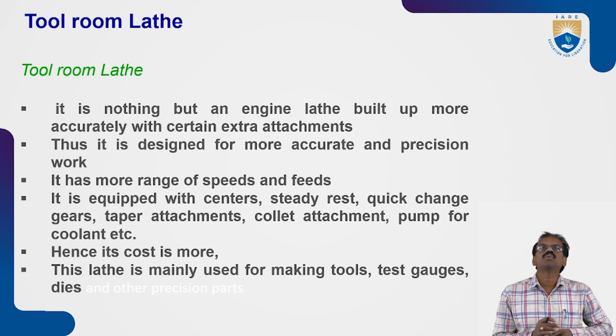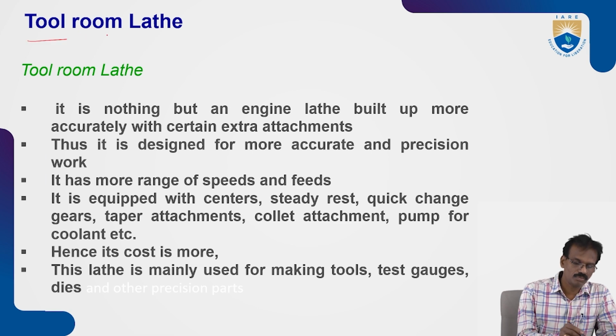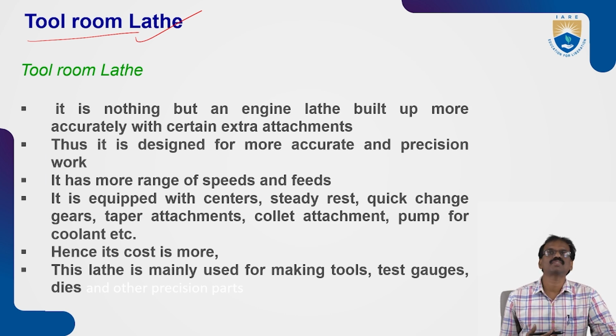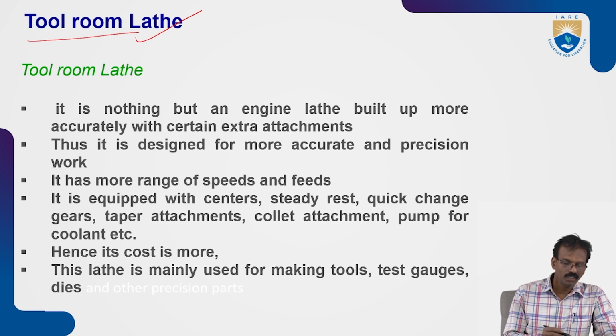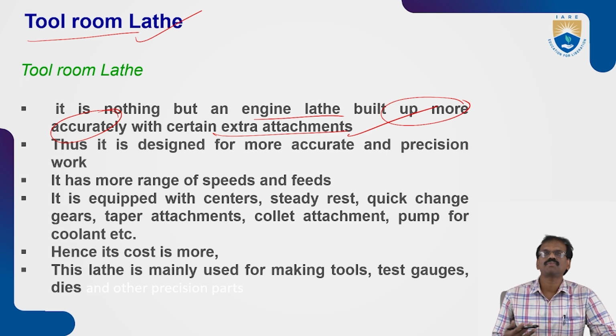Next, the tool room lathe. This one is very important. It is nothing but an engine lathe, very similar to it, but with extra attachments to provide high speeds and good feeds. Some extra equipment is attached to this machine. It is an engine lathe, but built more accurately, with certain extra attachments that provide extra functioning to perform different operations.